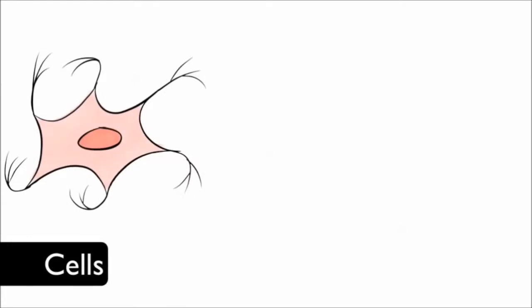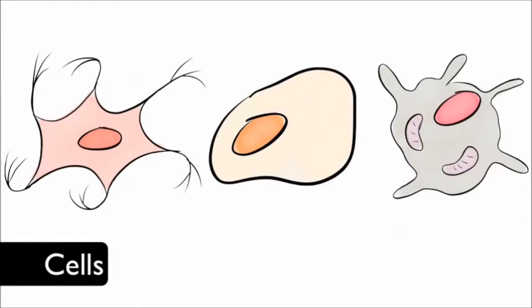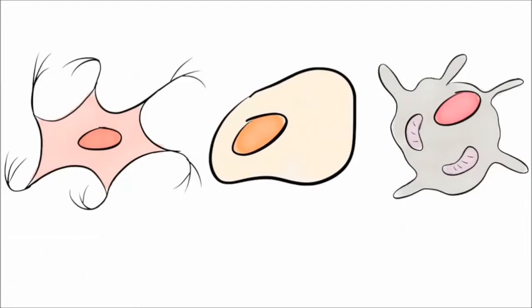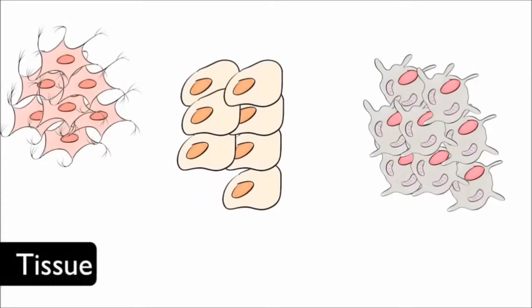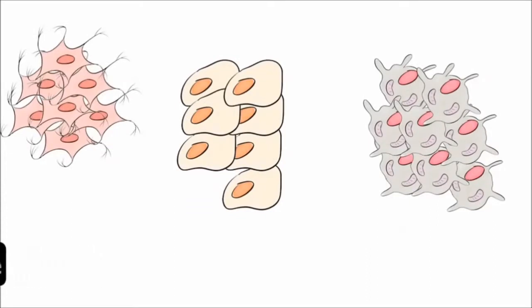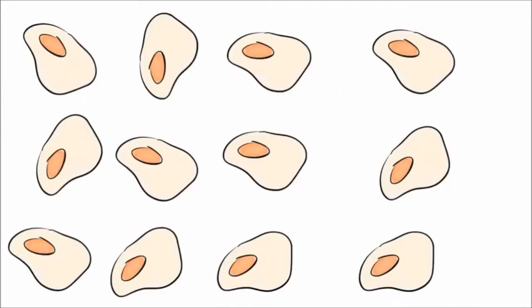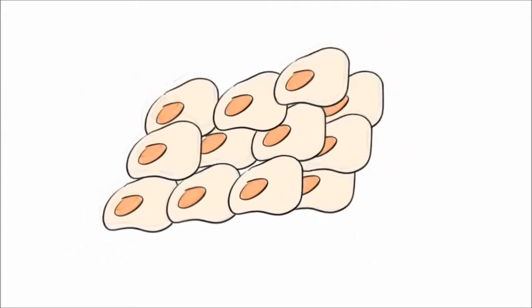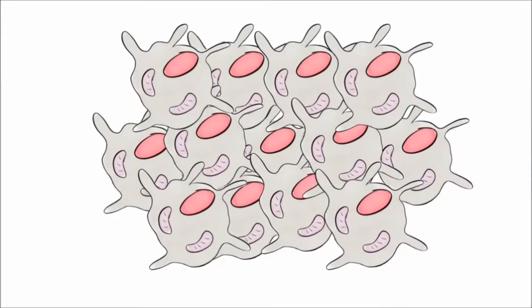Cells are the smallest living part of an organism. Some examples of cells in the human body are brain cells, lung cells, and bone cells. When cells of similar structure and function join together, they form tissue. A group of brain cells is called brain tissue. A group of lung cells is called lung tissue. And bone cells joined together is called bone tissue.